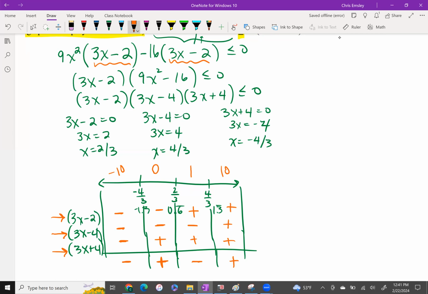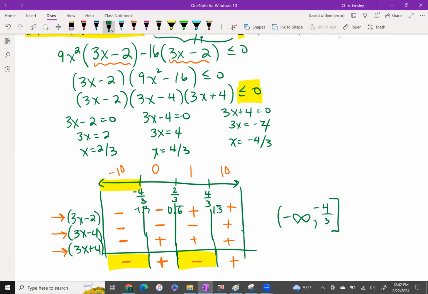So my original inequality was less than 0. We were looking for when this polynomial is less than or equal to 0. Less than or equal to 0 is going to be our negative intervals. So I go up here on my number line and I see my first result is negative infinity to negative 4/3. I do want to include that endpoint with a square bracket because we are looking at less than or equal to.